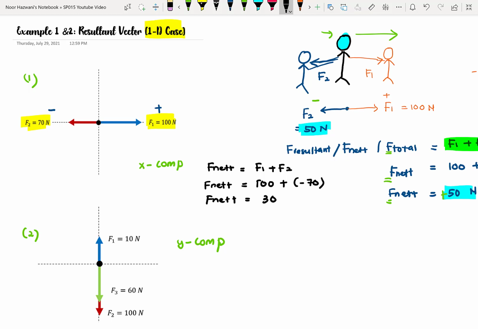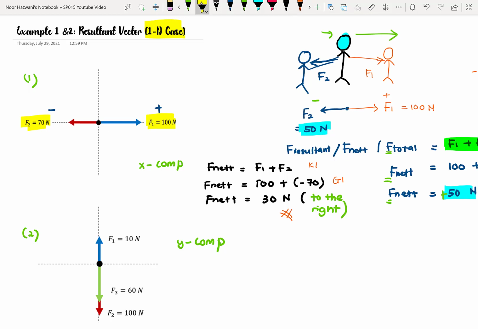and then you will get the final answer would be 30 Newton. But then, since jawapan you is positive, so the direction of the resultant vector is to the right. Mesti kena jawab macam ni. Kalau you tak jawab macam ni, salah lah. Ingat apa yang I nak tekankan. First, mesti you tulis konsep. Ini kita panggil kalau dalam exam sebagai konsep satu. Yang ini kita panggil sebagai ganti satu.